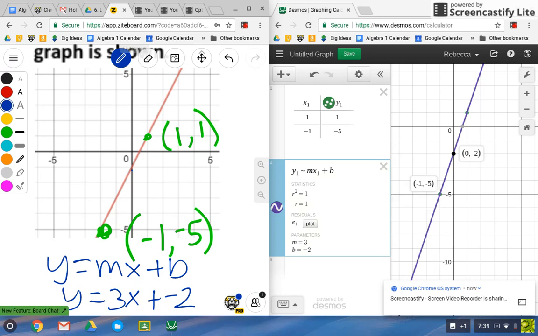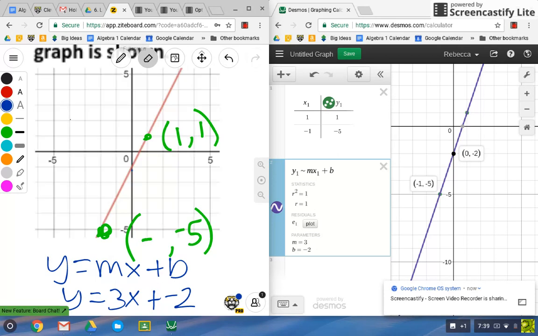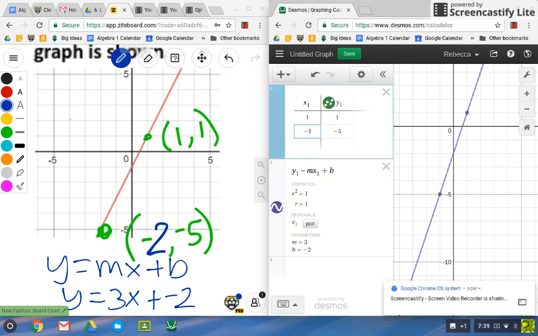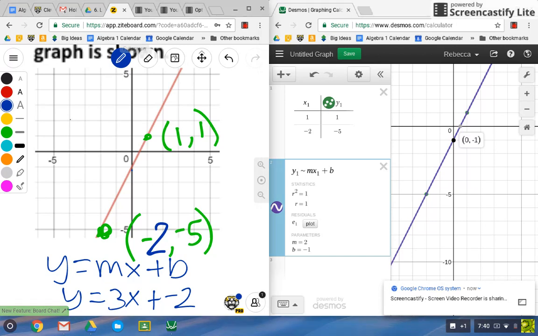So I got my -1, -5. Ooh, look at that. It's not -1, -5. Look what I did right here. It was actually -2. Do you see that? And that's going to change my whole equation. This is -2, -5. Okay, so let's check. Is the y-intercept correct now? The y-intercept is 0, -1. And if I'm looking at my graph, my y-intercept is 0, -1 as well. So let's change my equation so that's correct now.